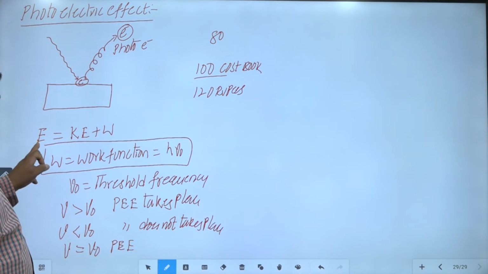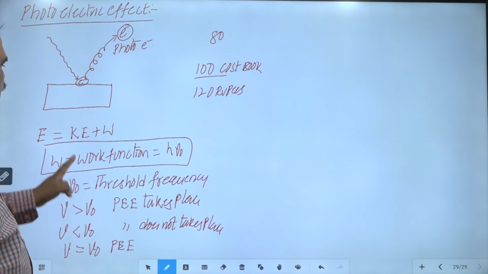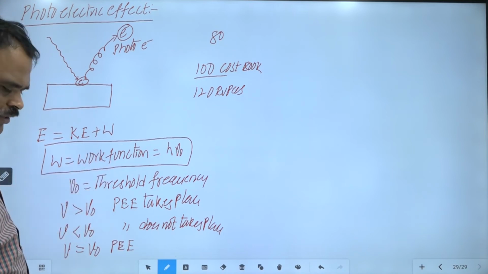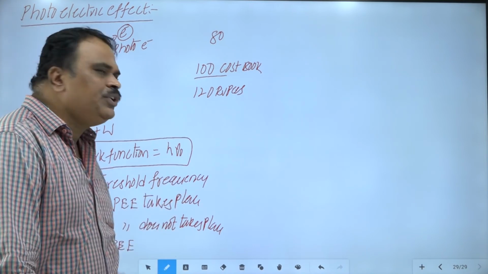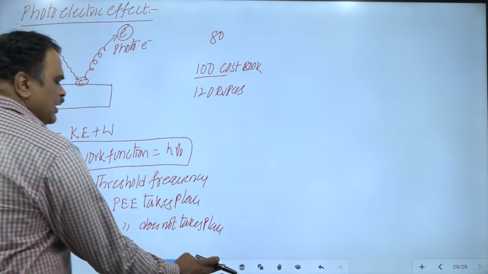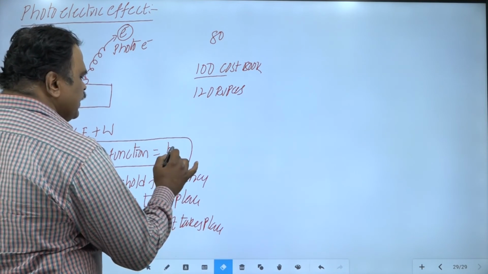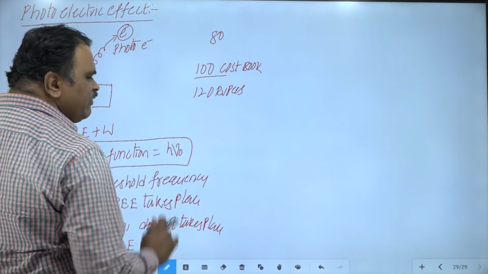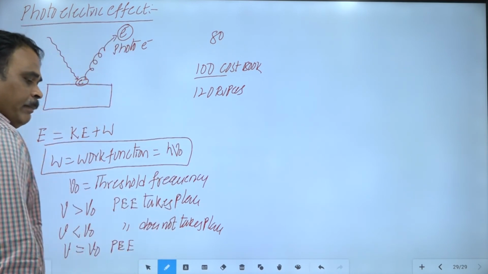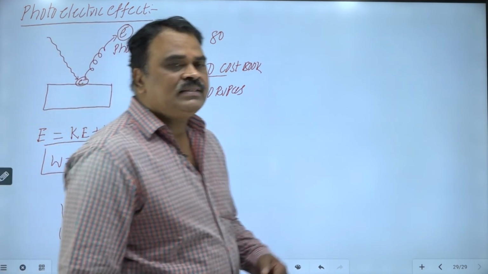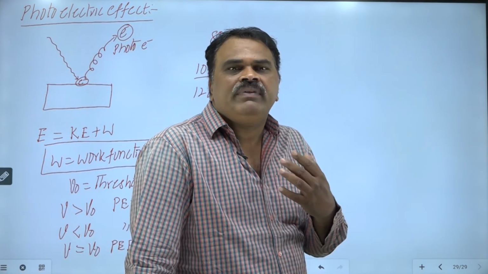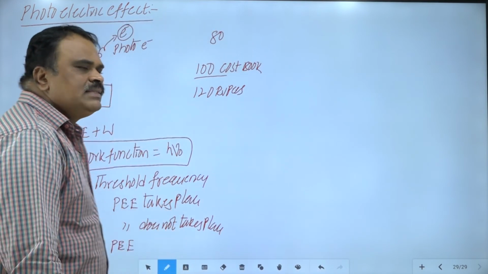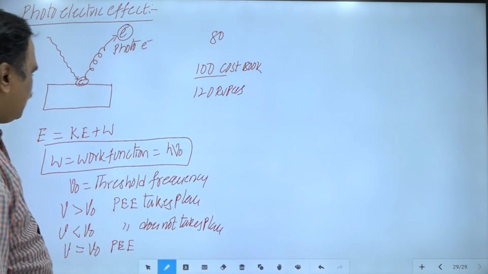So, E means energy of incident radiation, Ke means kinetic energy of photoelectron, W is equal to work function, W is equal to h nu naught. Here nu naught means threshold frequency. Threshold frequency means the minimum frequency possessed by the metal, the minimum frequency that must be required for the emission of electron from the surface of the metal. The required frequency is nothing but threshold frequency.